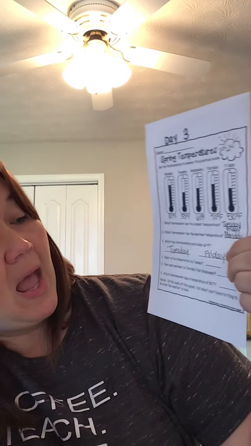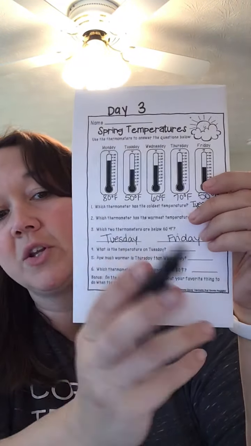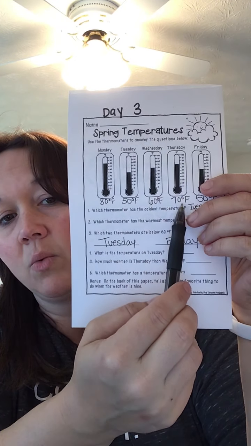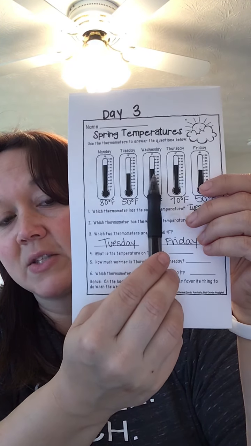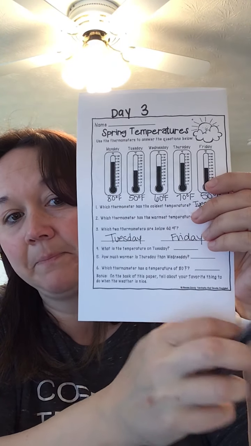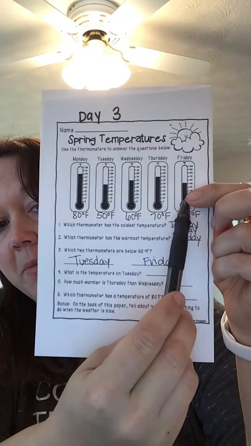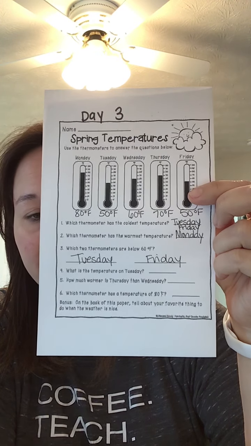Number 3, how much warmer is Thursday than Wednesday? So we're going to look at Thursday's temperature and Wednesday's temperature and subtract. What would we subtract? 70 minus 60, because this one is on 70, this one is on 60. So how much warmer was it on Thursday than it was on Wednesday? And then the last question says, which thermometer has a temperature of 80 degrees? So look at all 5 of your thermometers. Which thermometer has a temperature of 80 degrees?